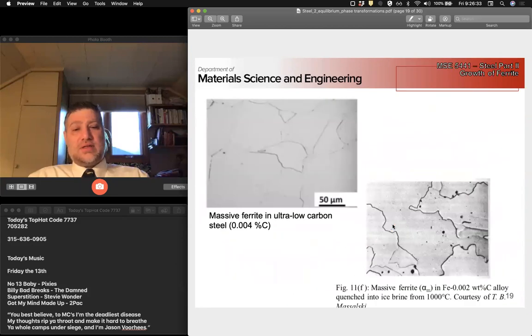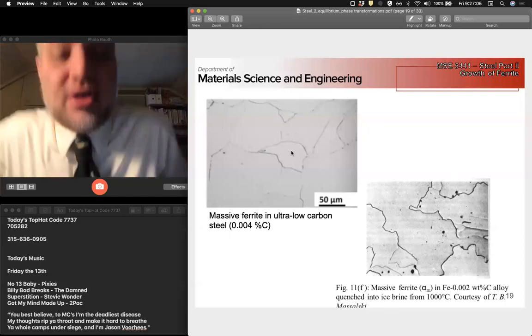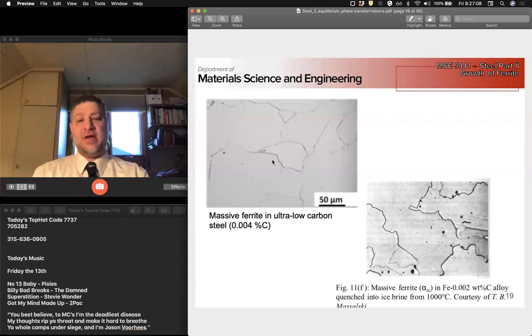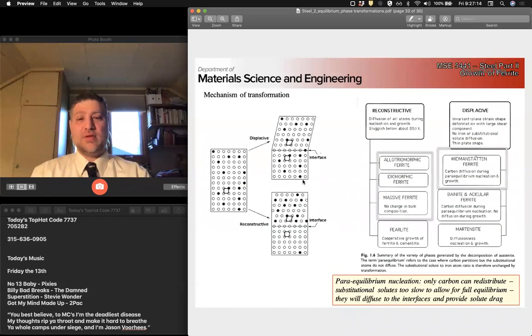All right, and I left off by just mentioning massive ferrite, right? That if we have very low carbon content, in this case ultra low carbon, 0.004%, we can transform directly from the austenite to the ferrite without a change in composition. So in this case, the prior austenite grain structure is preserved, and we just have a local phase change. This doesn't require any long-range diffusion, right?